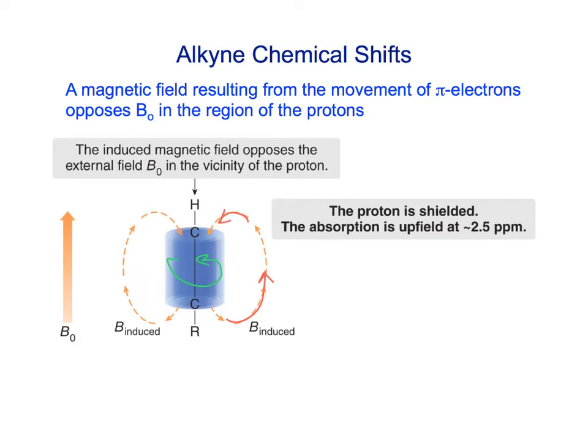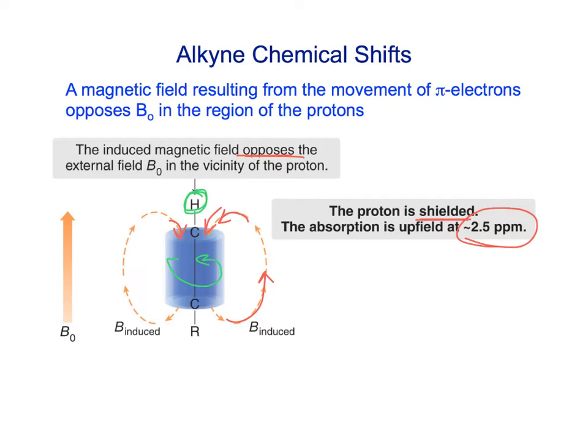Now the difference is the position at which we find the hydrogen relative to the magnetic field lines. Okay, in this case, the hydrogen is up here. The magnetic field lines are then going in the direction opposite of the applied magnetic field. So these are opposing the applied magnetic field, and so this actually cancels some of B0, causing shielding. So it goes in the opposite direction, and so these are around 2.5 parts per million.